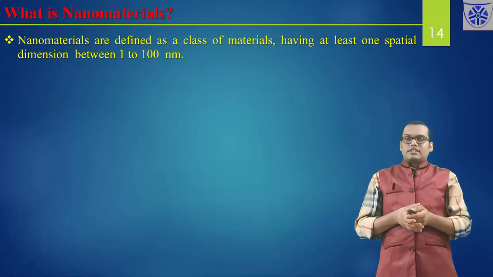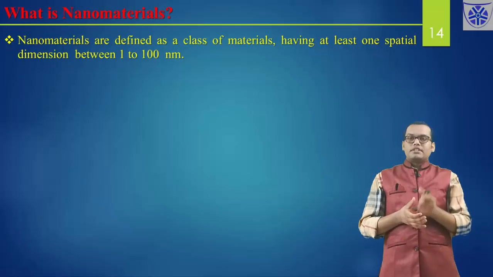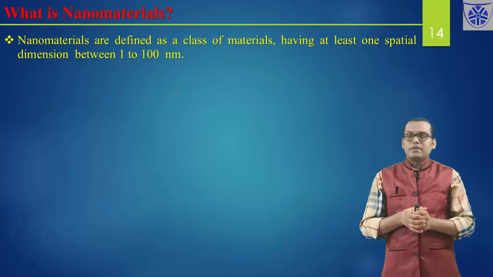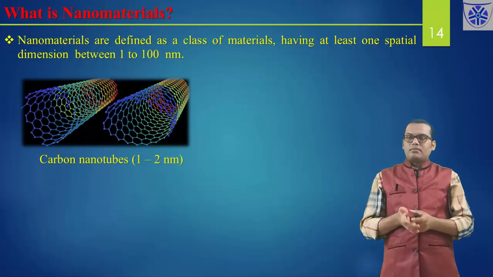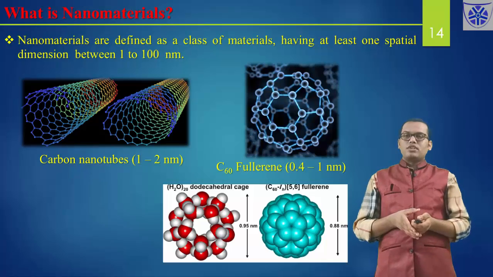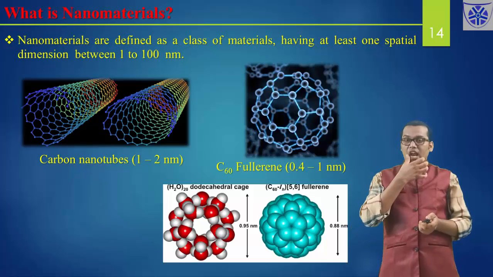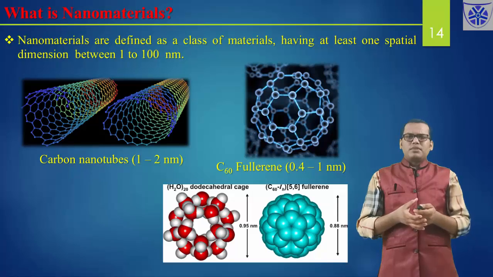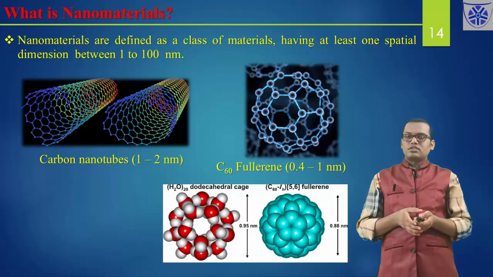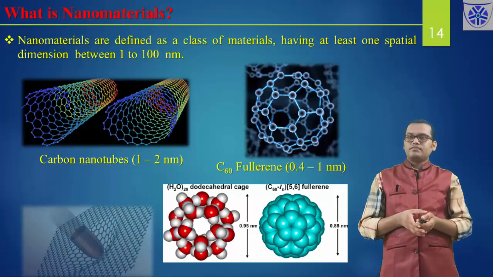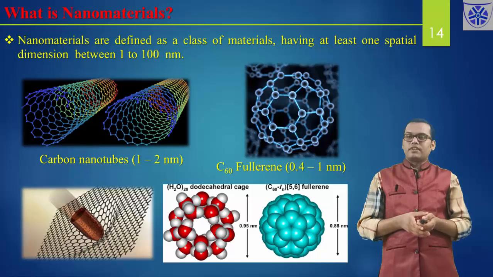So what are nanomaterials? Nanomaterials are defined as the class of materials having at least one dimension between 1 to 100 nanometers, right? Some of the examples are carbon nanotube, 1 to 2 nanometers, and fullerene, right? And many other examples like graphene, graphite. So many examples are there. I will come to those things later on. This is graphene actually, a graphene sheet.